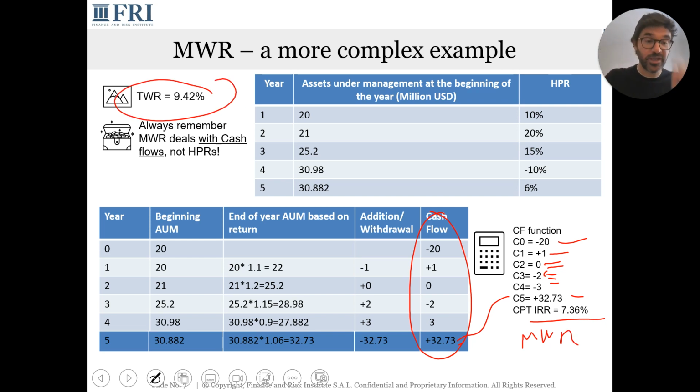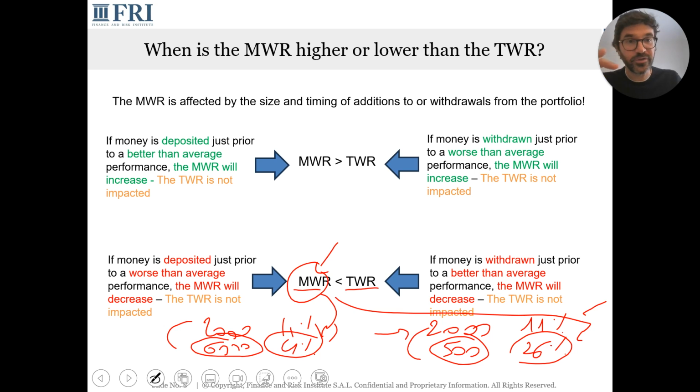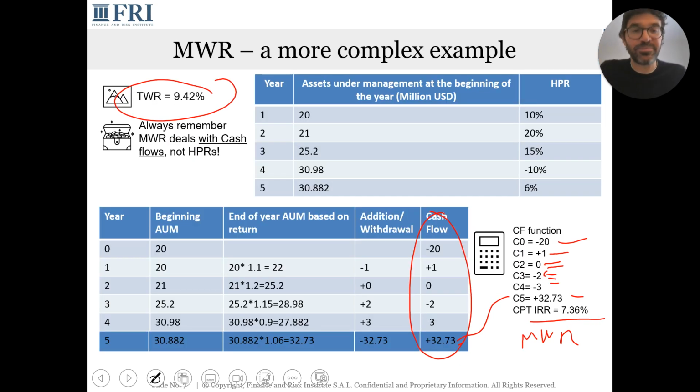It's not always the case, of course. Remember the 4 scenarios. So depending on which scenario happened, you will see that the money-weighted rate of return might be higher or lower than the time-weighted rate of return. Of course, here it's a bit trickier because you have several additions and removals from the portfolio, but very quickly, you could observe that when the client removed 1 million out of the portfolio, it was just prior to the best year of performance, right?